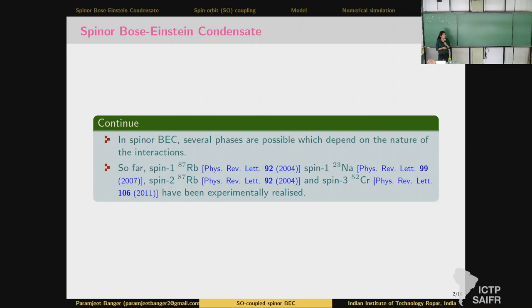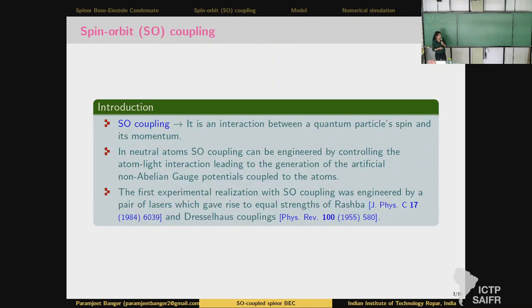In a spinor condensate, rather than a scalar condensate, several phases are possible, depending upon the nature of the interaction they experience. So far, spin 1 in rubidium, spin 1 in sodium, spin 2 in rubidium 87, and spin 3 in chromium have all been experimentally realized. So, spin-orbit coupling. The main work in this paper is spin-orbit coupling in a spinor condensate. Spin-orbit coupling is an interaction between a quantum particle's spin and its momentum.